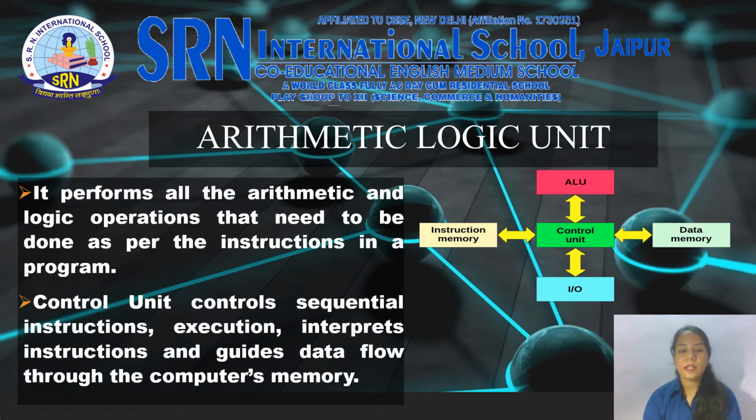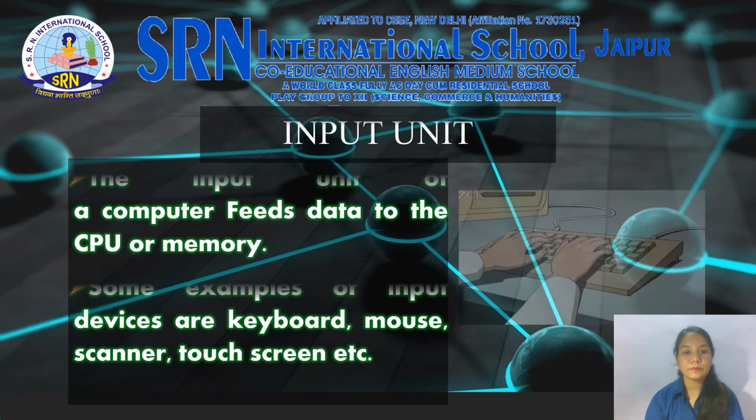Arithmetic logic unit. It performs all the arithmetic and logic operation that needs to be done as per the instruction in a program. Control unit controls the sequential instruction execution, interprets instruction and guides data flow through the computer's memory. Arithmetic operations are addition, subtraction, multiplication and division, and logical operations include any operation that manipulates Boolean values. Boolean values are either true or false.